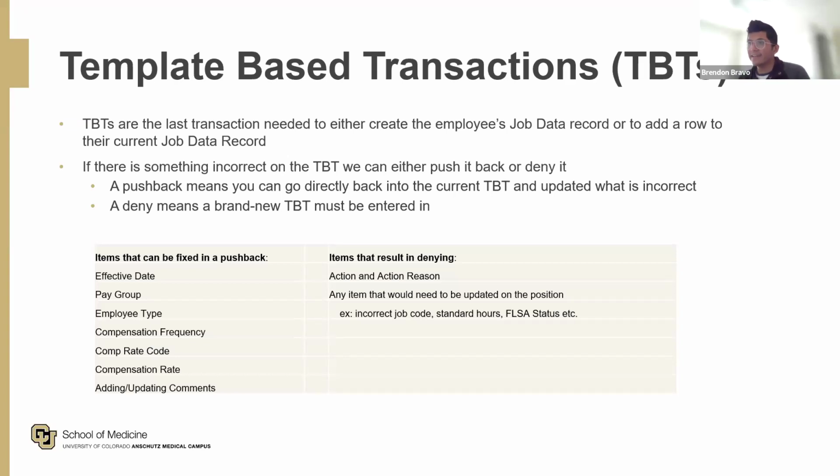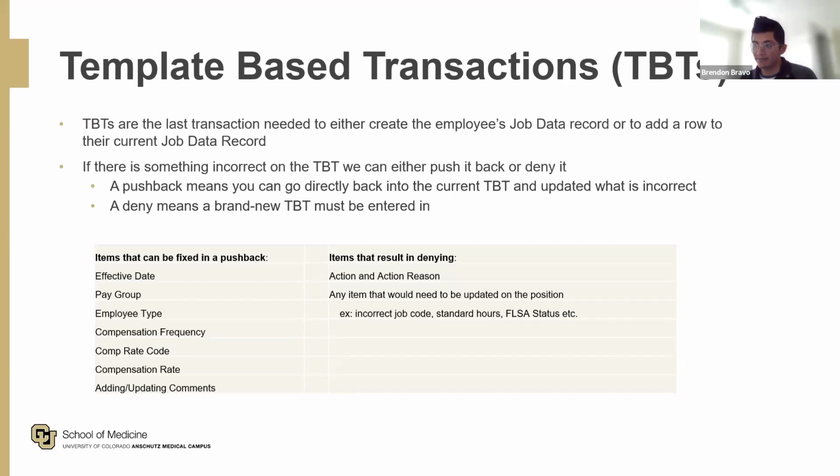And then with that, if there is something incorrect on a TBT, we have the option for these ones to either push back or deny it. A pushback means you can go directly back into that current TBT and update what is incorrect. And then a deny means a brand new TBT must be entered in.